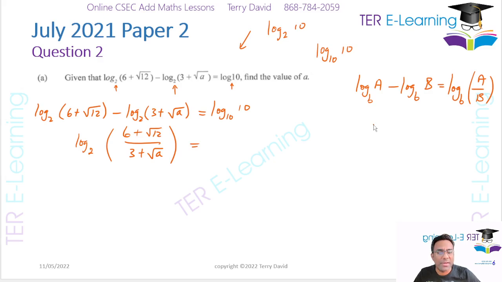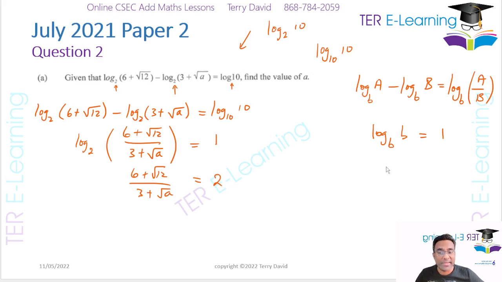Now, if you have log to base b of b, then our answer should be 1. So I can write this here as 1. So that's my first step. Like I said, we are making an assumption here. Now, since we have log to base 2 of something is equal to 1, then I can say that (6 plus root 12) over (3 plus root a) has to be equal to 2.